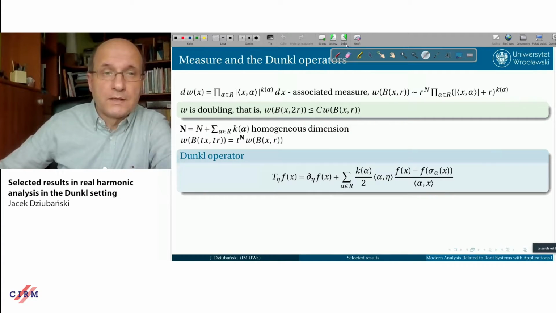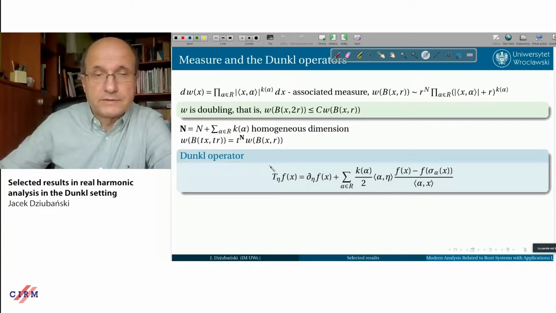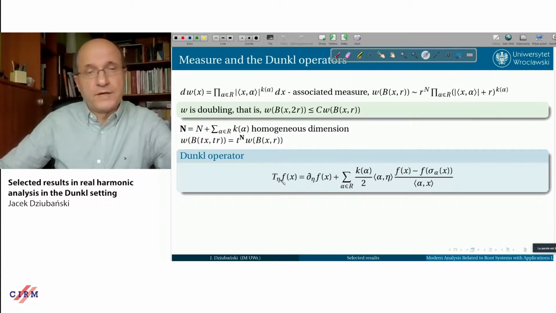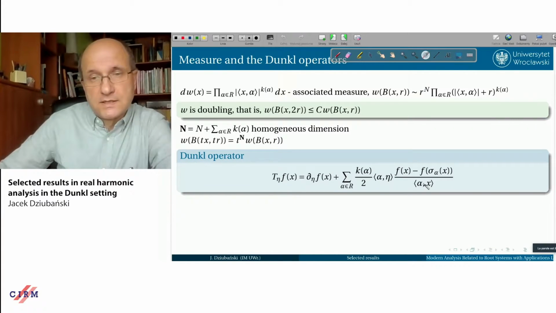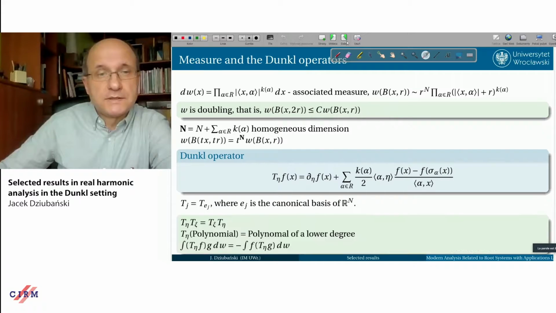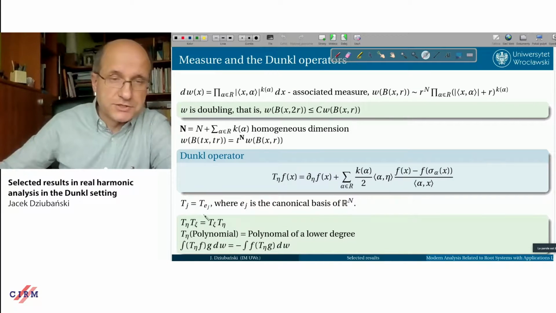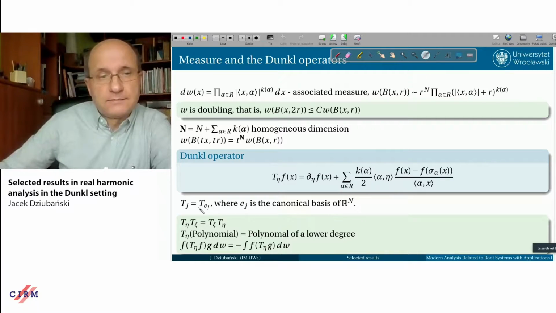Now, our hero, the Dunkl operator. It is just a perturbation of the directional derivative by some difference operator, which of course involves reflections. And let me state some properties. First, a definition: if e_j denotes the canonical basis, then by T_j we shall denote the Dunkl operators along the vectors from the basis.